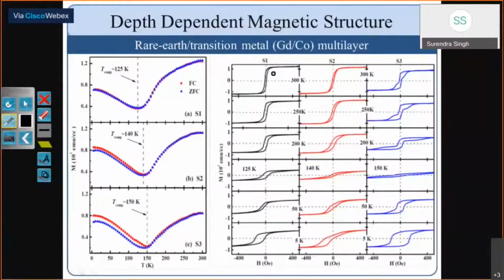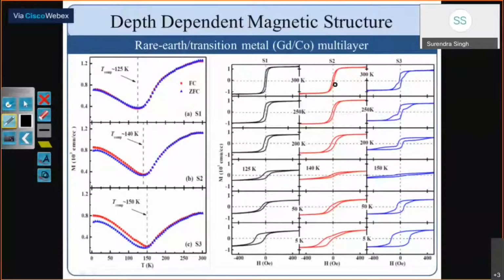So at 300K for S1, we see a nice ferromagnetic peak. At lower temperature we are just getting an increase in HC. But when we go around 125K, we have a further change. And when we go further down in temperature, we have a shift in the magnetism, which shows the exchange bias.